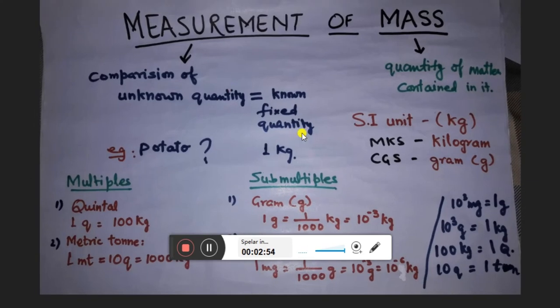Now conversion. 10 to the power 3 milligram, that means 1000 milligram, equals 1 gram. Then 10 to the power 3, that means 10 cube, grams equals 1 kilogram, 100 kg equals 1 quintal, and 10 quintal equals 1 ton.